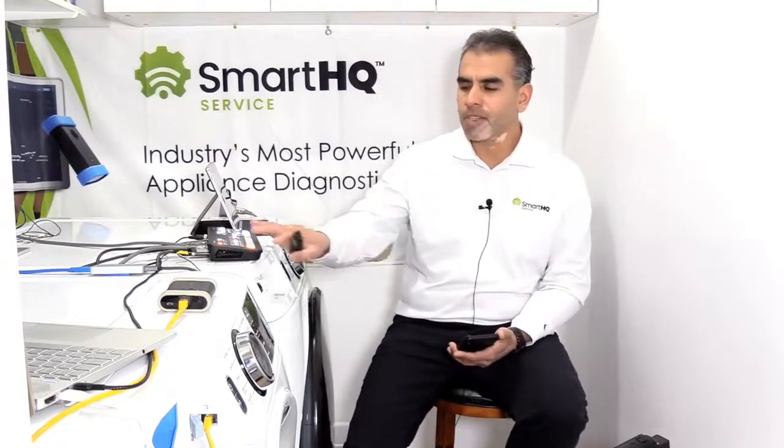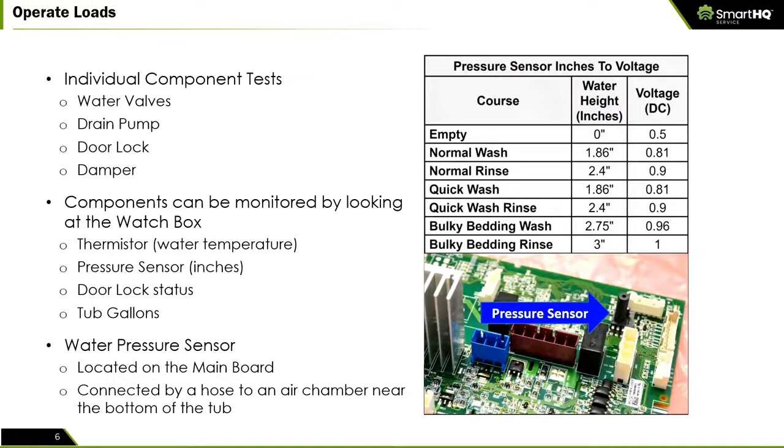Just please be very careful, because I've seen some technicians actually remove the hose and blow into that pressure sensor, try to see if there's any dirt in there, and they end up damaging it, which will, of course, require you to replace the entire main PCB. So just make sure that you don't do that by accident. Okay, my friends? All right, so that's what I wanted to share with regards to the operate loads feature.